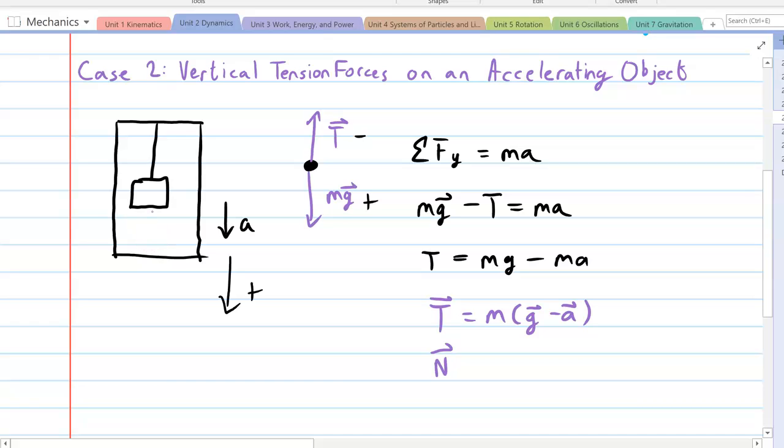But this is just dealing with tension forces, and notice that since acceleration is pointing down, we end up seeing a minus sign right there instead of a plus sign. In contrast, if the acceleration were upwards, we would actually get a plus sign right here, right? You can do that yourself if you want to double check me, but we're going to move on to the next one, so let's move on.